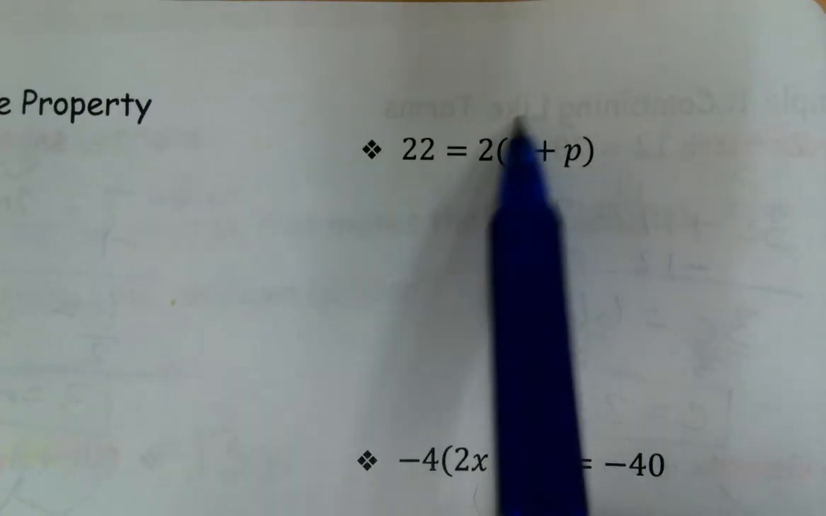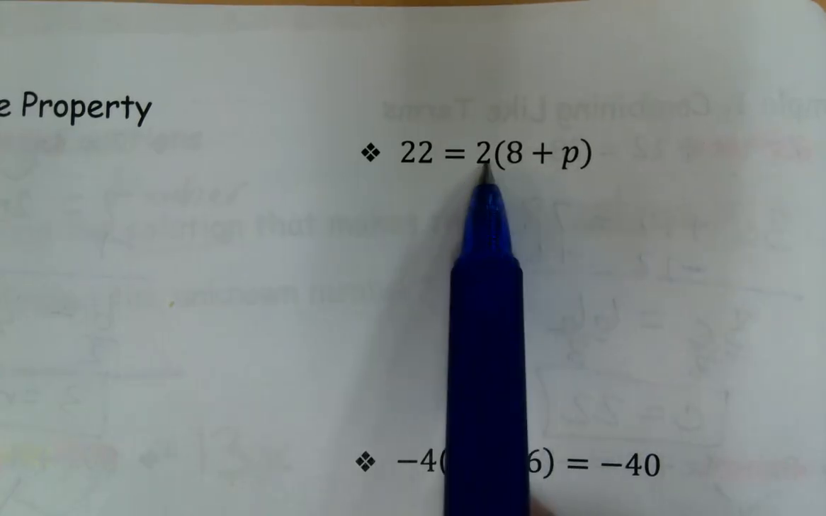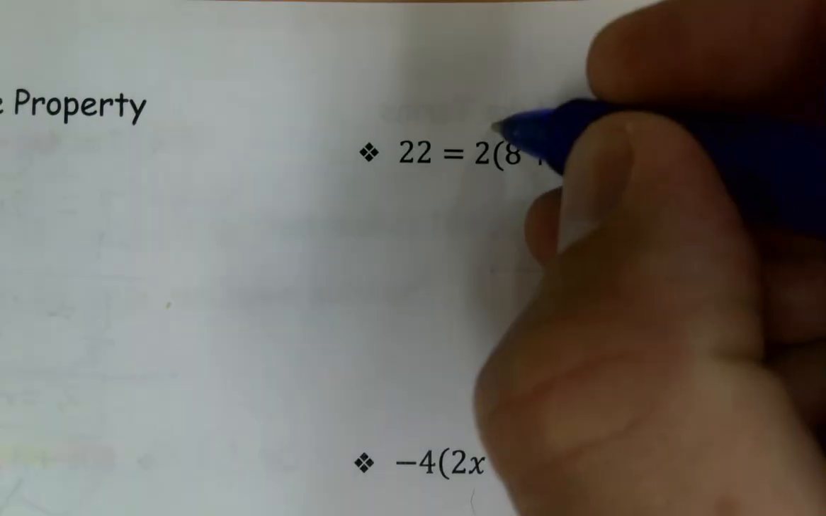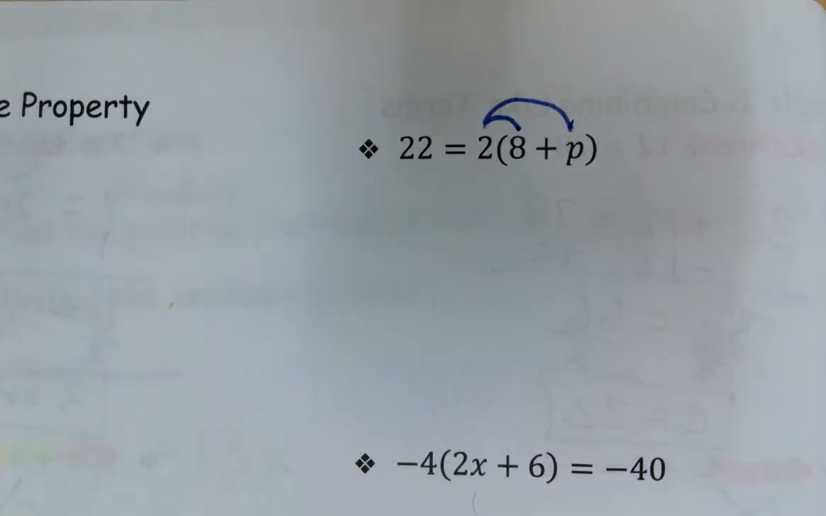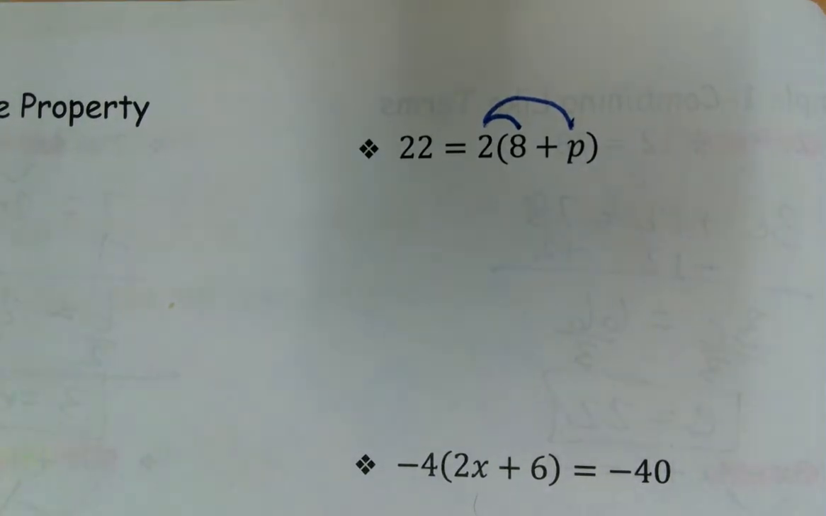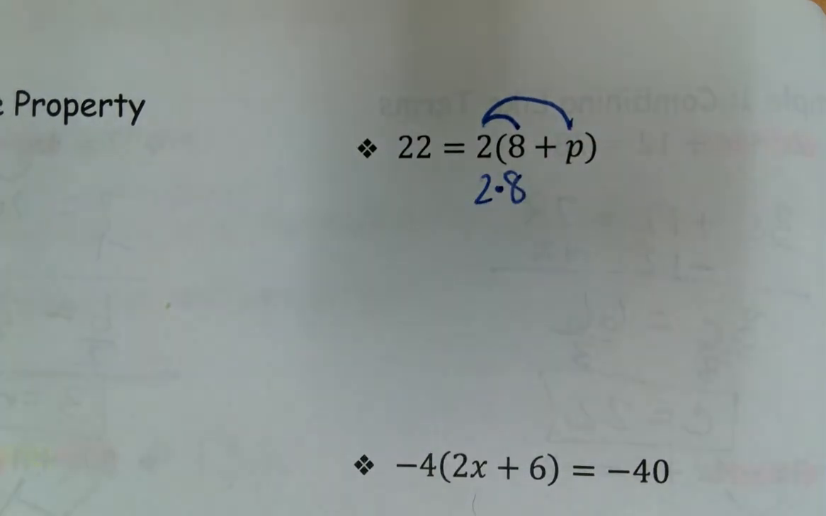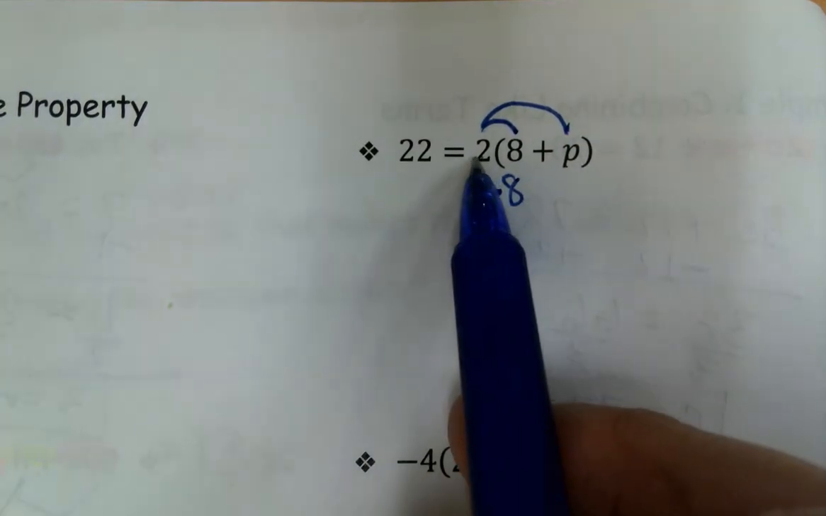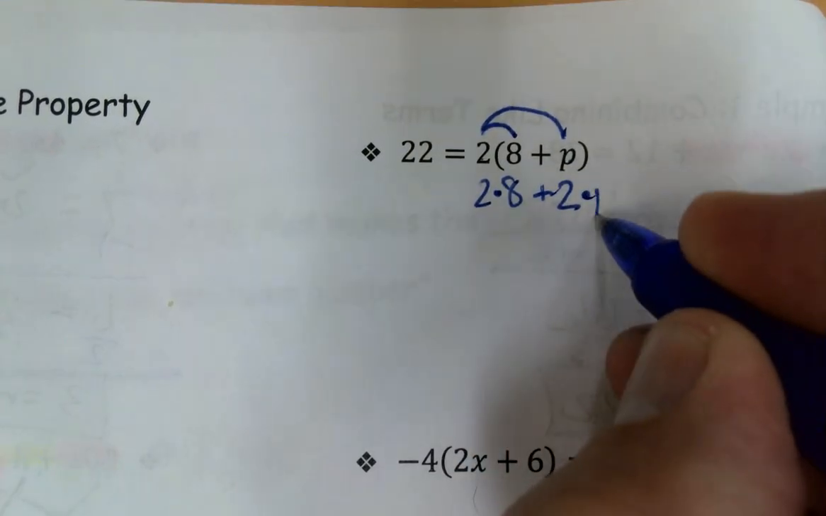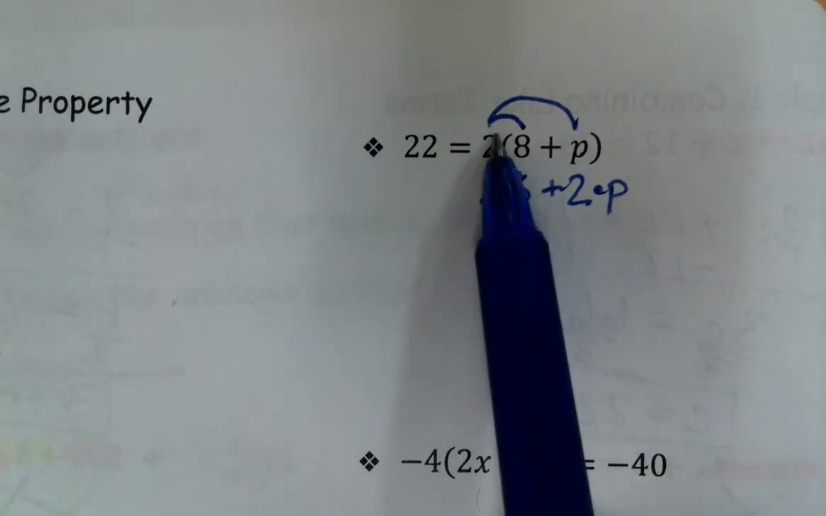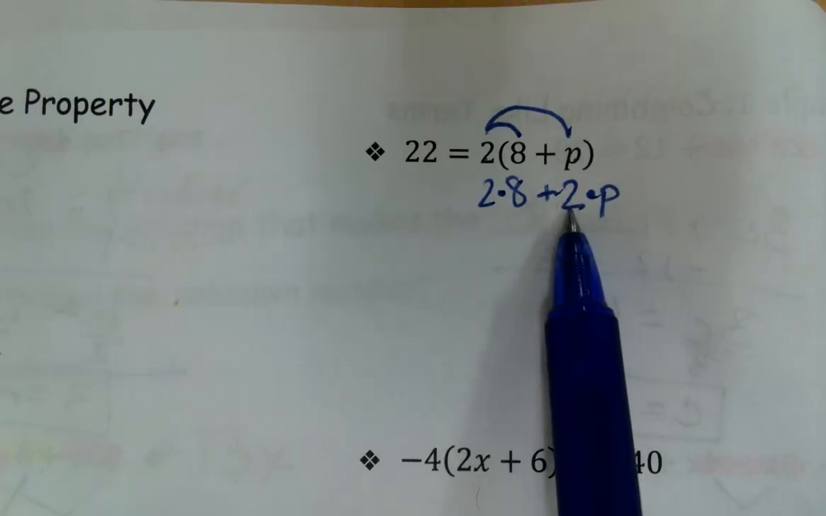On this one, we're solving here on the right-hand side. We're trying to get the p by itself. That is in the parentheses, so we have to do the distributive property first. We're going to take that 2 and distribute it to the 8, and we're also going to distribute the 2 to the p. So this is going to be 2 times 8, and it is a positive 2, so we have a positive 2 times a positive p. Positive 2, positive p.